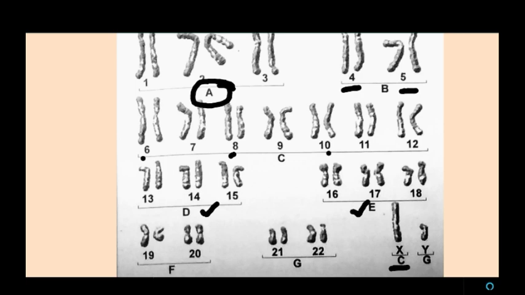19, 20 are under group F. So see the size of the chromosome. From group A to group G, the size of the chromosomes are arranged in descending order. The last group is G, which contains chromosome numbers 21, 22 and the Y chromosome are also included under group G.